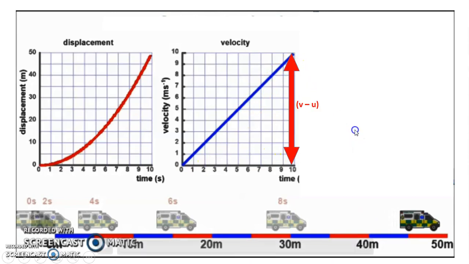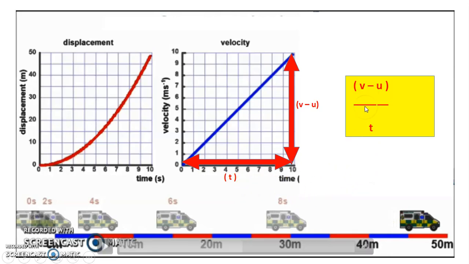How do I find out what the gradient actually gives me? Gradient, as you know in maths, is rise over run. Since this is speed, the rise on the vertical axis is final velocity minus initial velocity, so v minus u, divided by the run, which is t, the time taken. So what does rise over run give me? v minus u divided by t. Sounds familiar? Yes, you're right. It gives me acceleration.